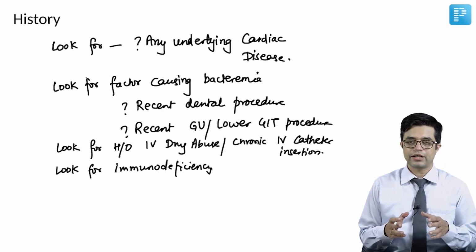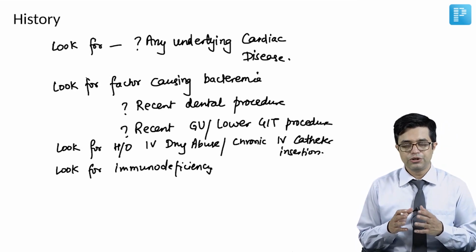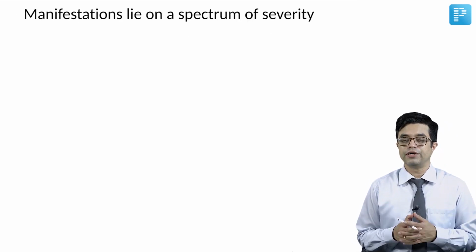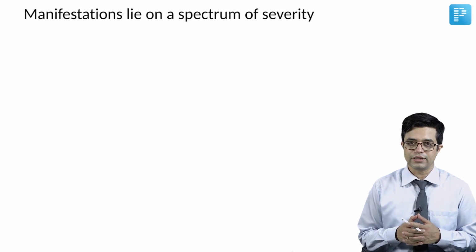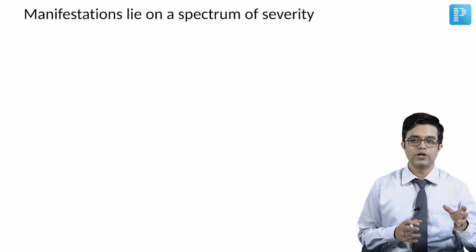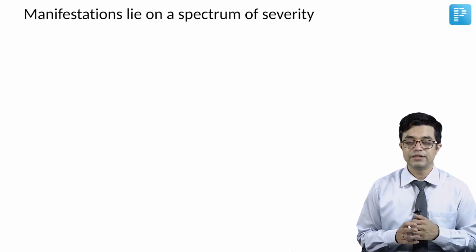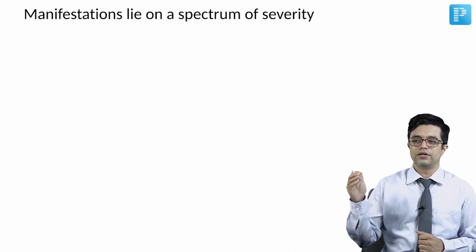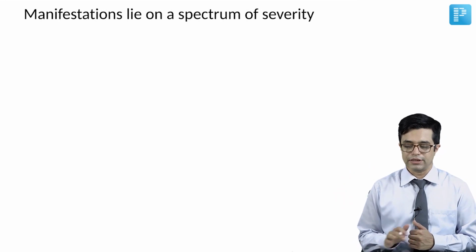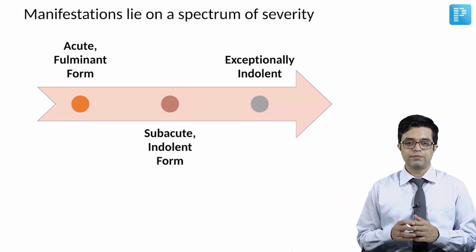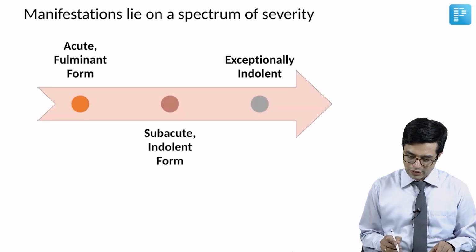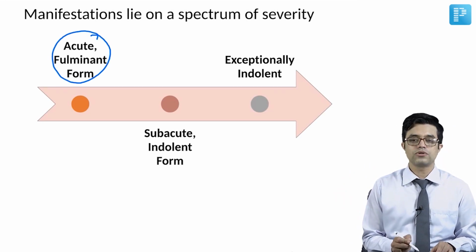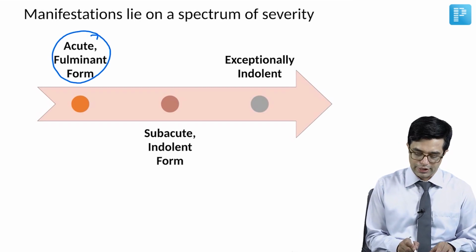Before we discuss the actual signs and symptoms and features, you need to understand that there is a complete spectrum of severity when you see infective endocarditis. On one end of the spectrum, you have a very severe acute fulminant disease. On the other hand, you have a very chronic, indolent or slowly progressive disease. So it is always like a spectrum. As I just said, on one end of the spectrum, you will have acute fulminant form. This is also called acute infective endocarditis.